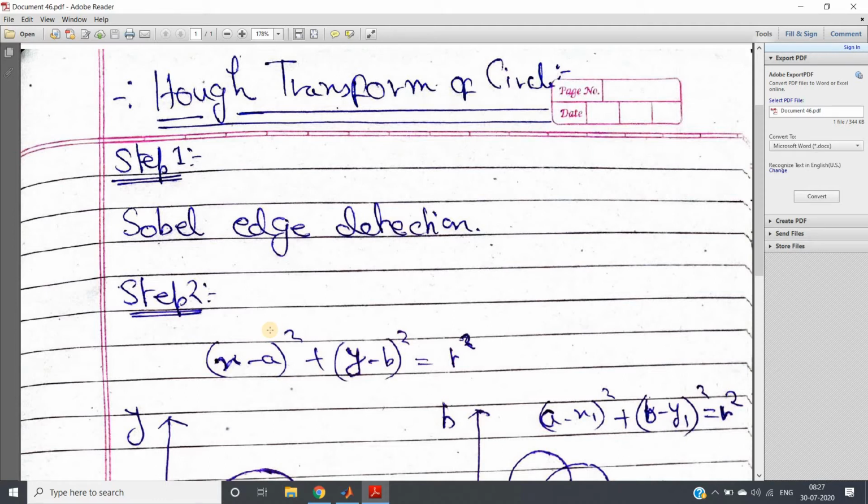Similarly, here what is the equation of a circle? It is a well-known equation, already studied in class 11 mathematics geometry: (x minus a) whole square plus (y minus b) whole square equals r square, where r is the radius, a and b are the coordinates of the center, and x and y are our variables. If we plot this in MATLAB, we will get our circle.